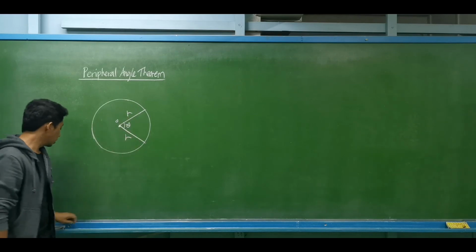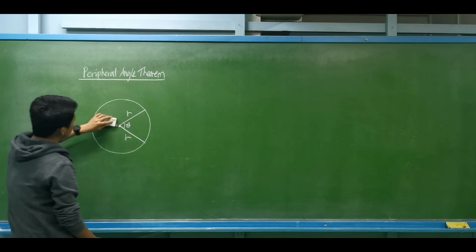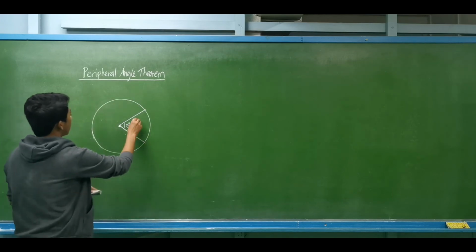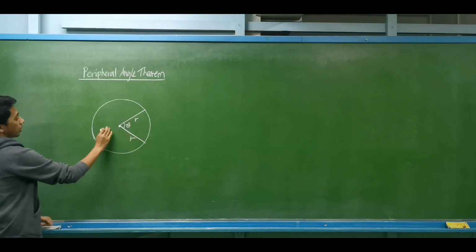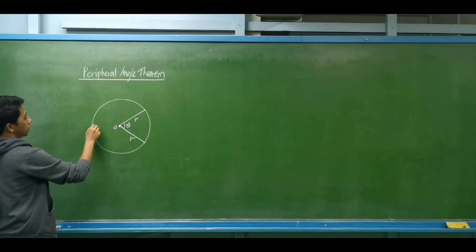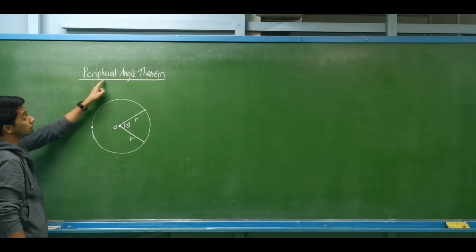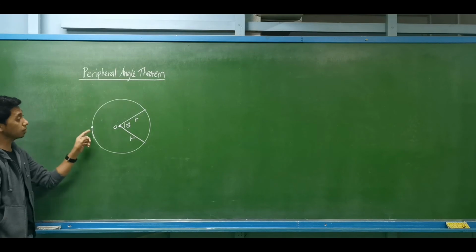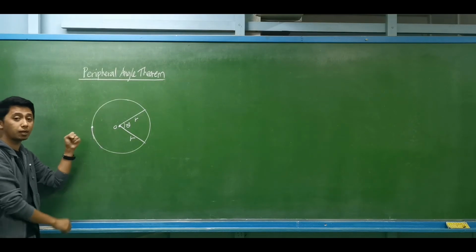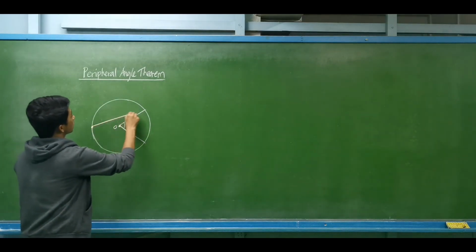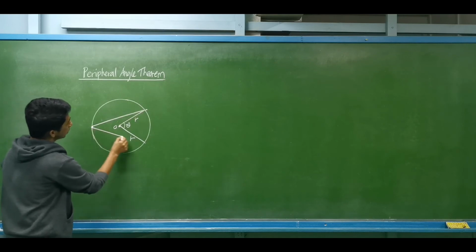Yung theta na to is tinatawag natin na central angle for a reason. Yung kanyang vertex is sa center ng circle, tapos yung mga legs niya ay mga radii ng circle. So what if kung gagawa tayo ng isa pang angle, pero yung vertex niya nasa periphery, kaya siya tinawag na peripheral angle theorem. Yung vertex niya is nasa periphery or nasa circumference, subtending equal arcs.